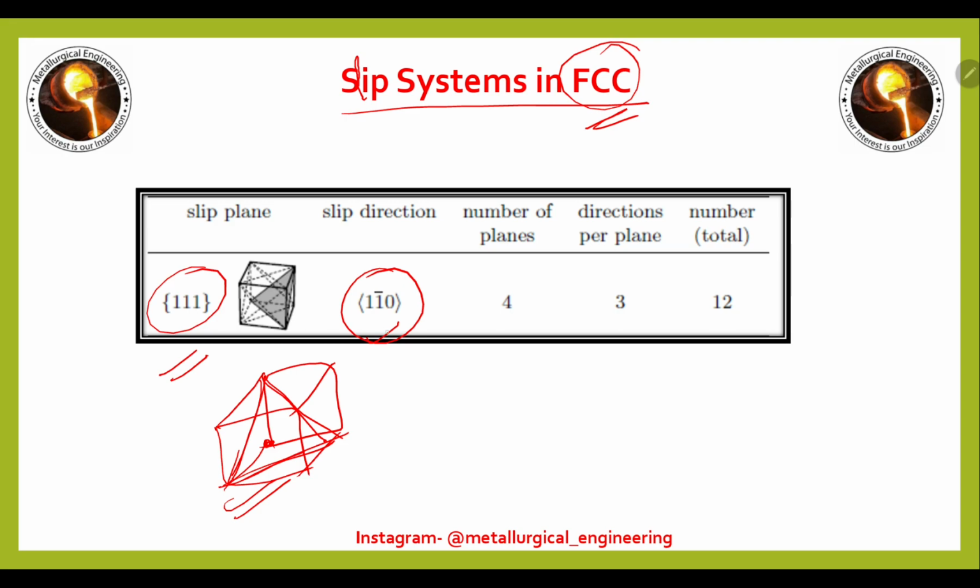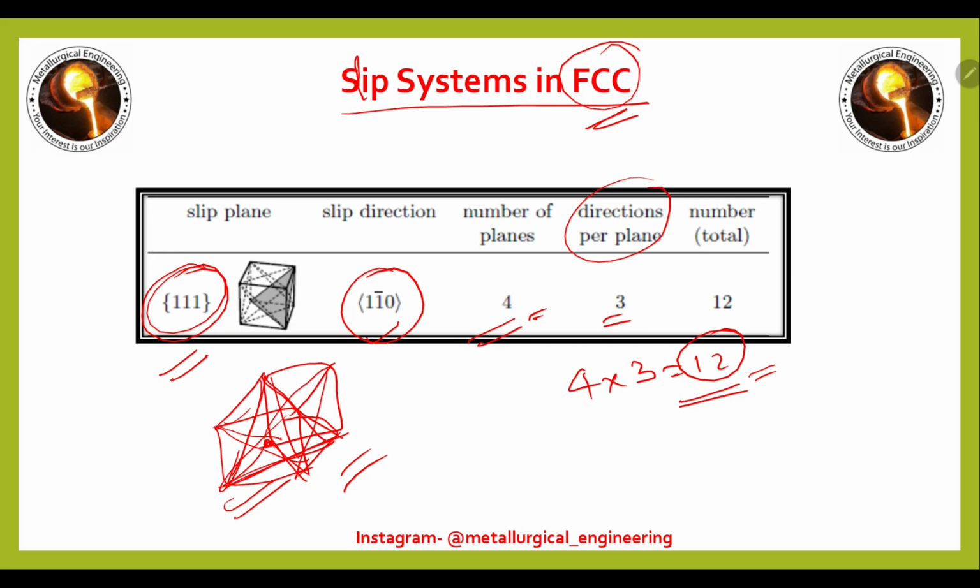The direction is the family of 110 directions, and this is the family of 111 planes. So we can say the number of planes is 4: one is this, we can make one more plane, 2, and also 3 like here. So there are 4 planes, and directions per plane is 3, so multiplying 4 into 3 gives you a total of 12 slip systems in the case of FCC.